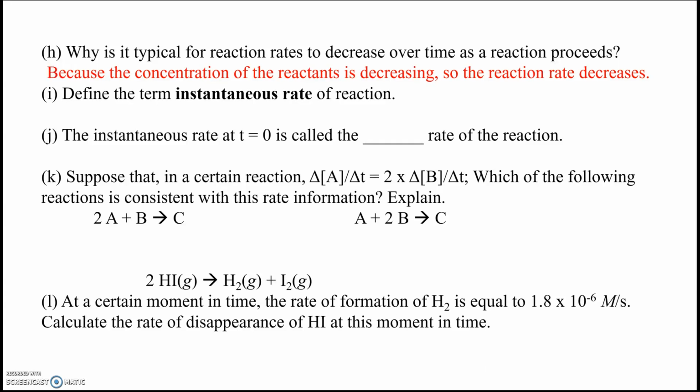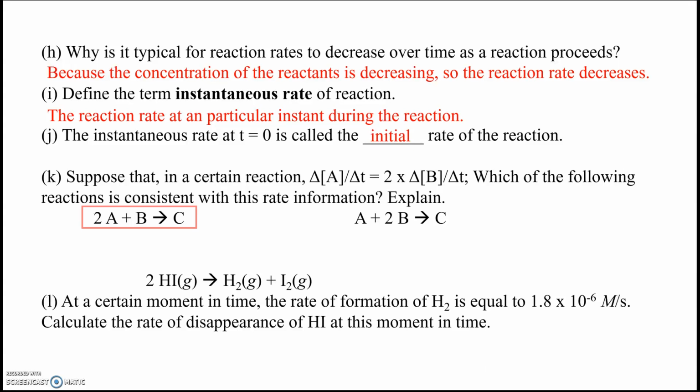We're going to define the term instantaneous rate, and that's the reaction rate at any particular instant. Now, in high school, we are going to stay with algebra. When you do this in college, you will use calculus to do this. So rather than delta molarity divided by delta time, it'll be dM, or in our case for the concentration of A, it'd be dA/dt. So the instantaneous rate at time t equals 0 is called the initial rate of the reaction. This is going to be very important as we try to compute some numbers later on down the road here in a few minutes.